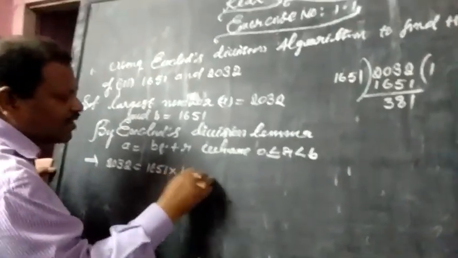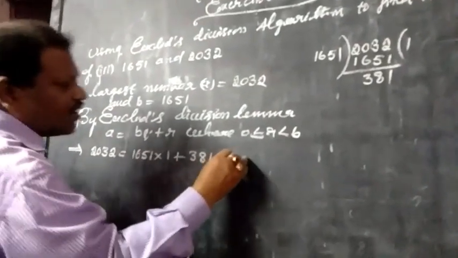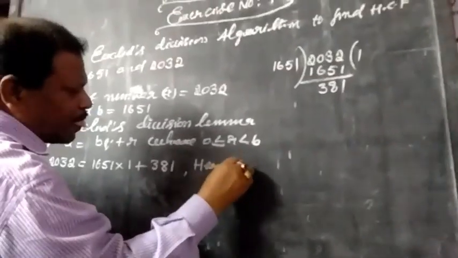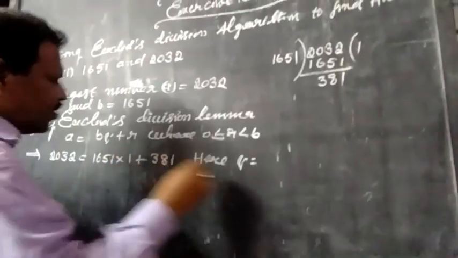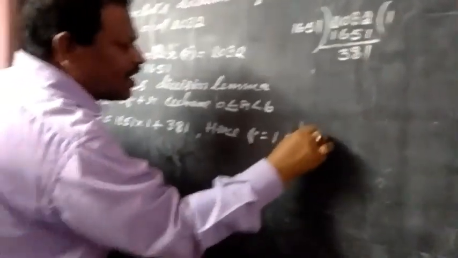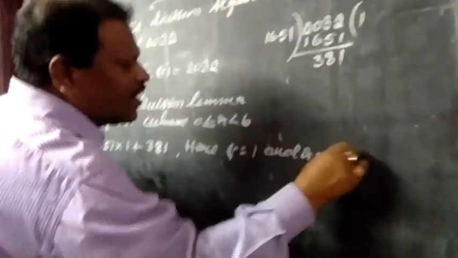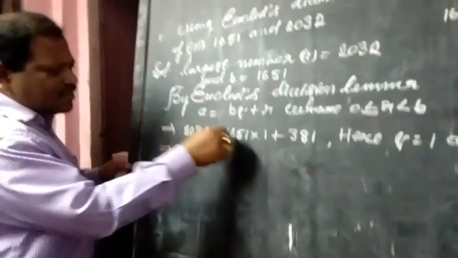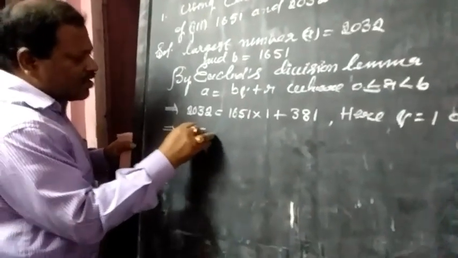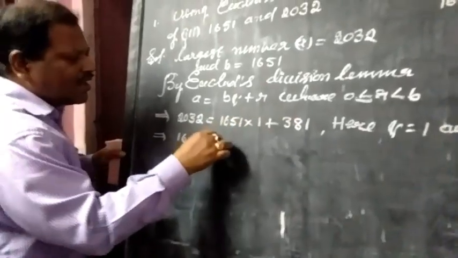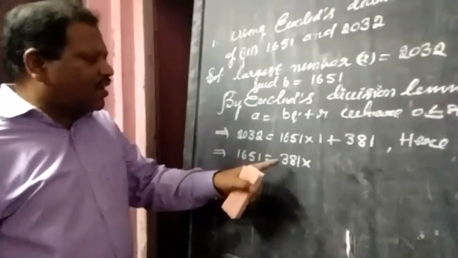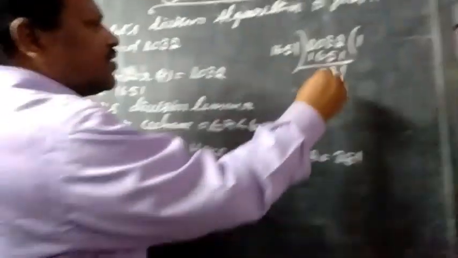So 1651 times 1 plus 381. Here Q is equal to 1 and R is equal to 381. Again, write the next step. You have to write it like this: 1651 is equal to 381 into how many times? Are you up to that?